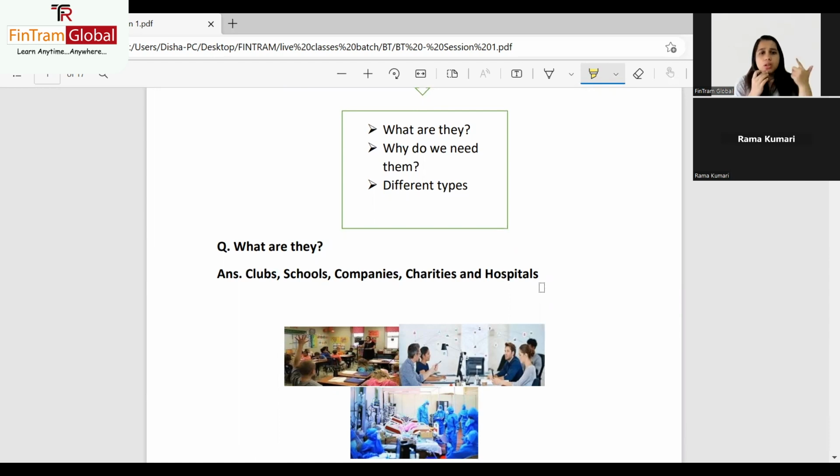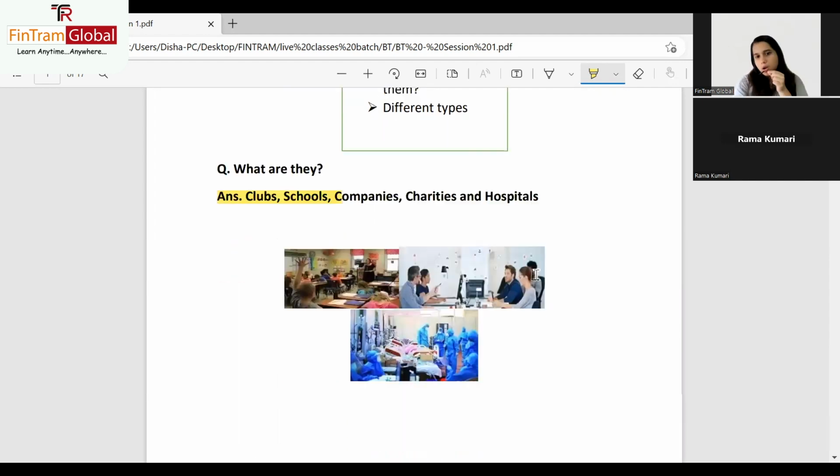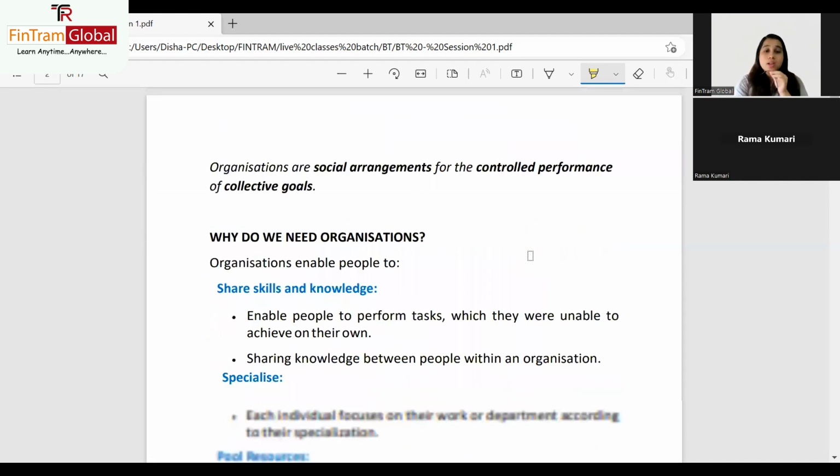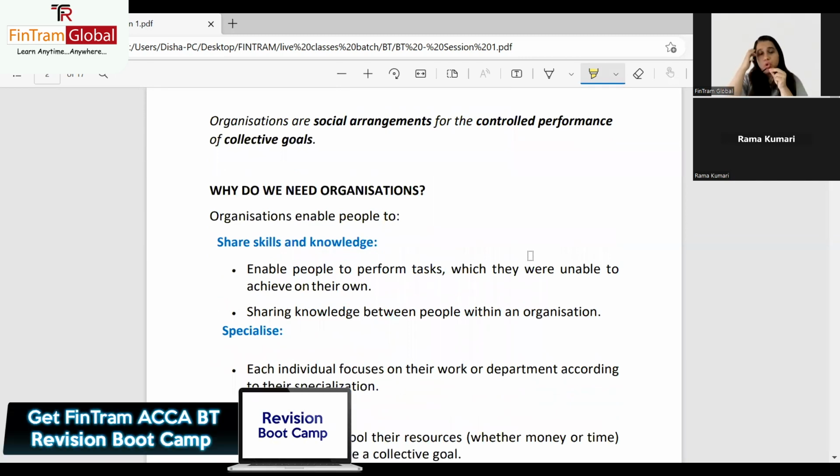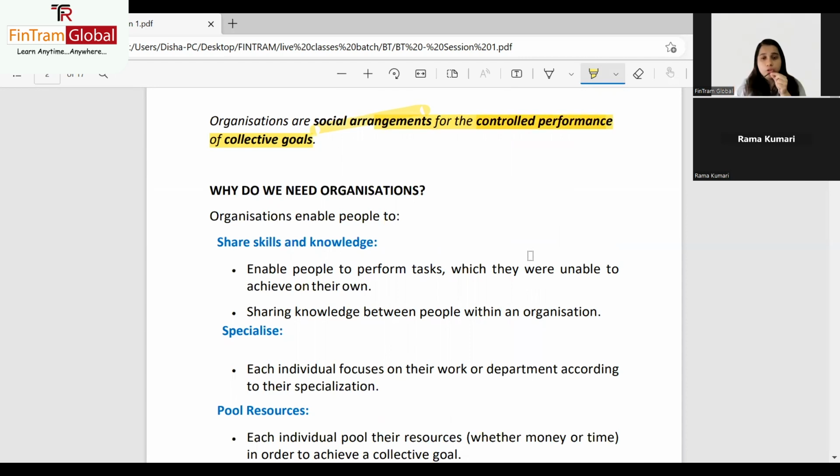Club, school, company, any charity, any hospital, all of these and many more, of course, can be called an organization. So what is the main definition that we need to know? That organizations are basically social arrangements. Why social arrangements? Because of course people are coming together, right? In an organization, humans are working, right? So it is a social arrangement for the controlled performance. You are working and your performance is going to be controlled.